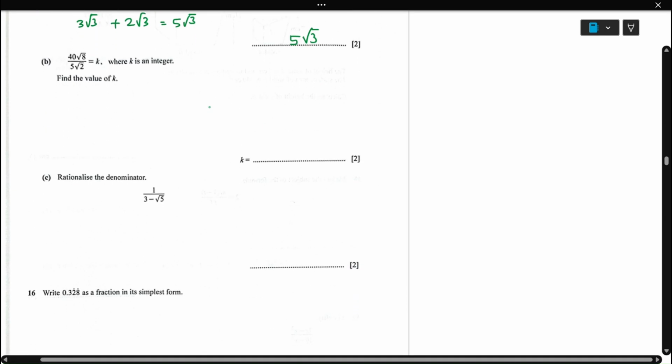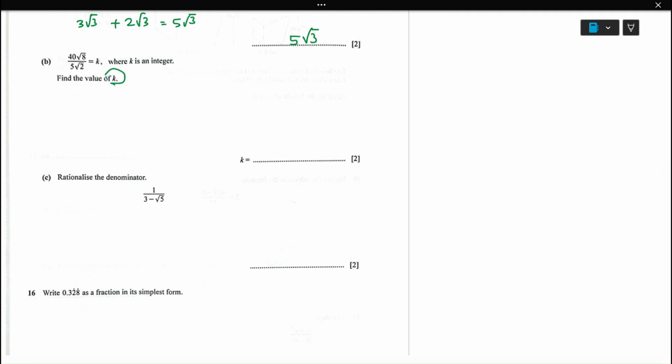The next question, 14: k root 8 over 5 root 2 equals 12, where k is an integer. Find the value of k. Here 40 root 8, so I can write 40, the root 8 I can write 4 times 2, over 5 root 2. The next step, the square root of 4 is 2, so 40 times 2 root 2 over 5 root 2. See here, root 2 got cancelled. This 5 and this 40 become 8. So 8 times 2 is 16. So the answer is going to be 16.